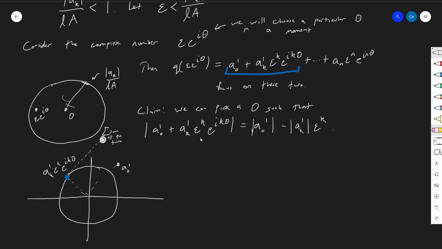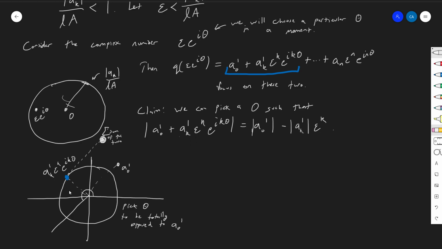And you can see what's going to happen. As I change theta, this sum is going to change. And so what I'm going to do is pick theta specifically to put it right here, completely antagonistic to this a sub 0 prime. So pick theta such that it's totally opposite, totally opposed to a 0 prime.